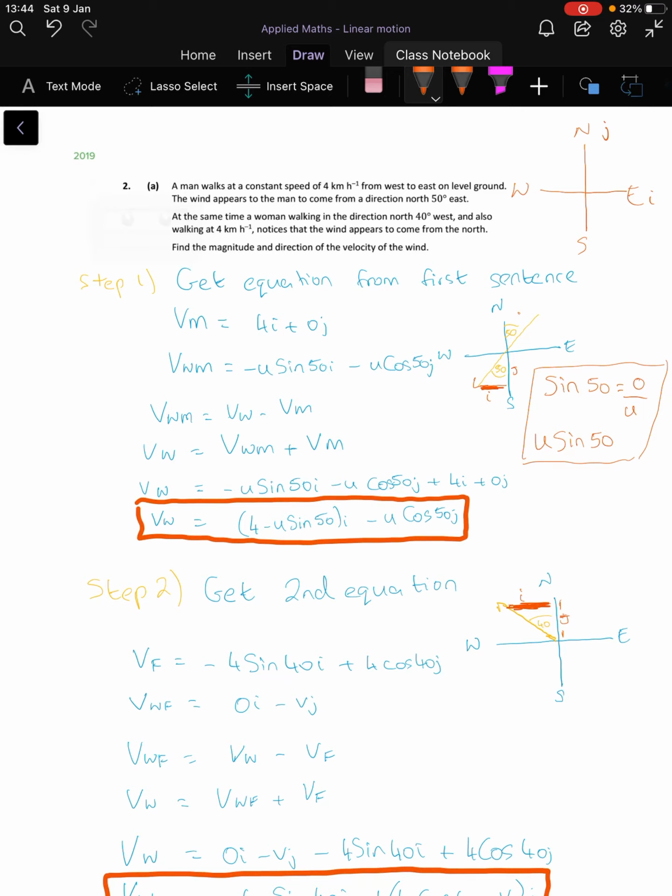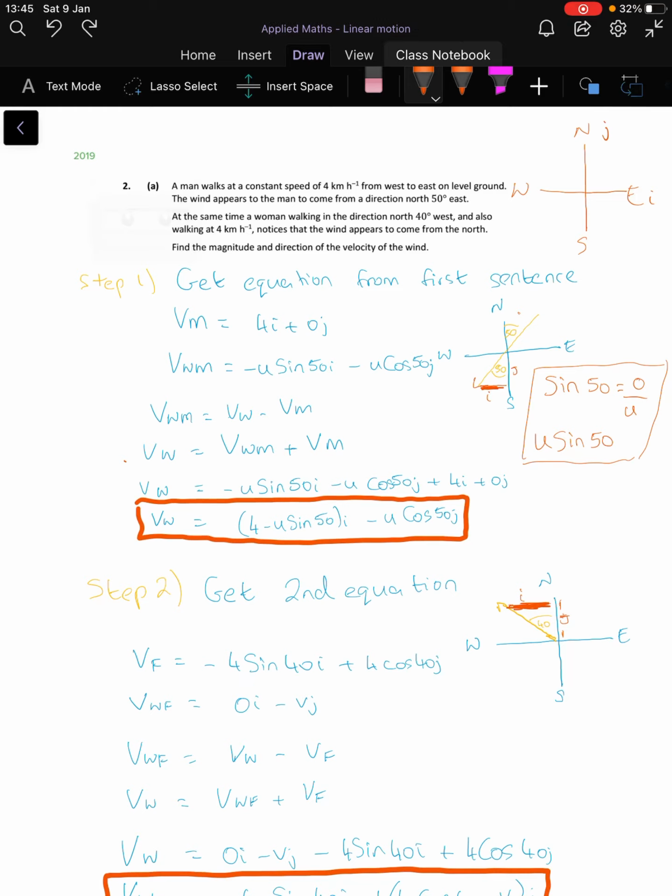So when I'm writing out the velocity of this, I wrote F for female because I don't want to write the velocity of the woman because that would be V of W, although we already have V of W for the wind. So just take note of that. I'm using the same idea as above. Now that I have the velocity of the woman, which is minus 4 sine 40i plus 4 cos 40j, because they told me she was walking at 4 kilometers per hour.